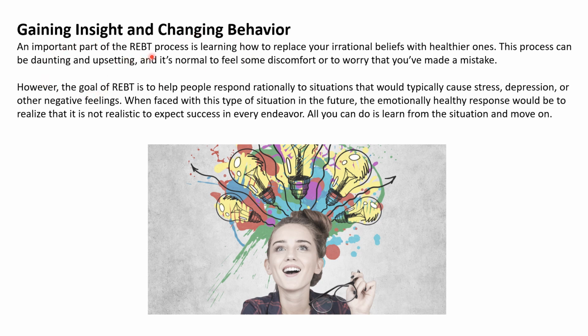An important part of the REBT process is learning how to replace your irrational beliefs with healthier ones. This process can be daunting and upsetting, and it's normal to feel some discomfort or worry that you've made a mistake. However, the goal of REBT is to help people respond rationally to situations that would typically cause stress, depression, or other negative feelings. When faced with this type of situation in the future, the emotionally healthy response would be to realize that it's not realistic to expect success in every endeavor. All you can do is learn from the situation and move on.